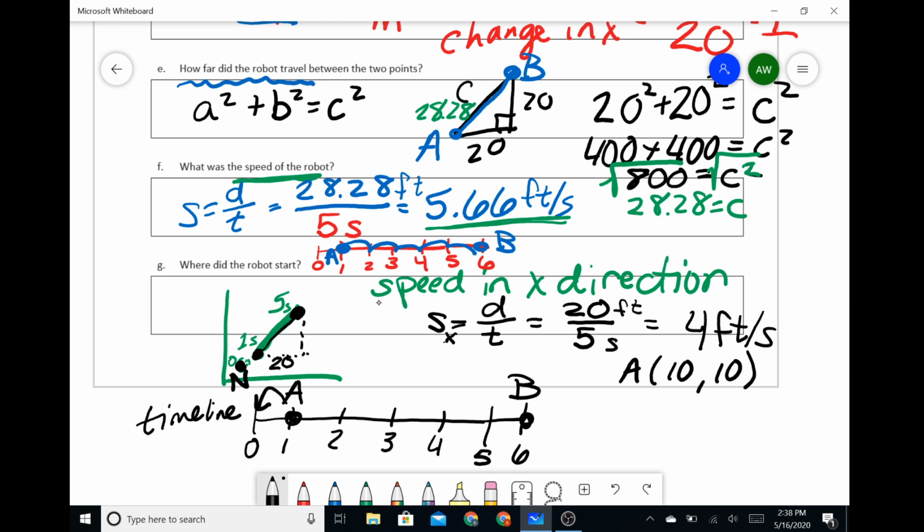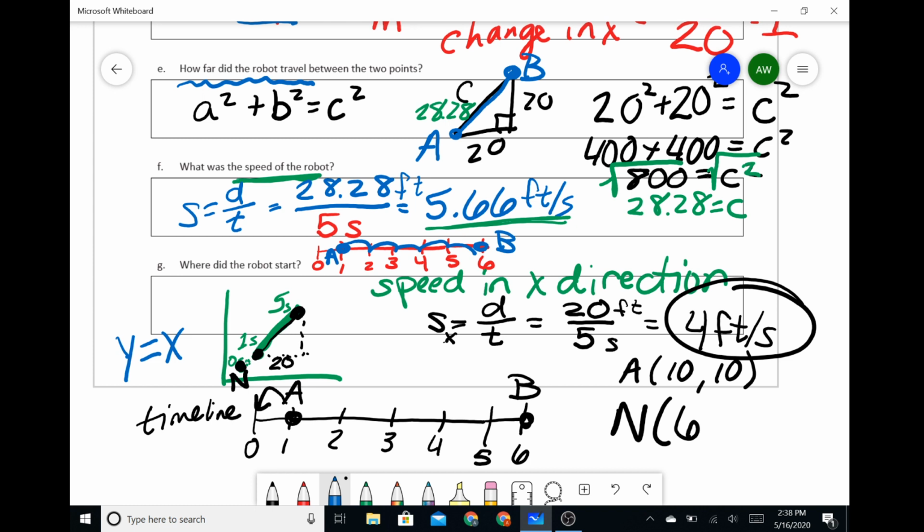Okay, so if we're going back to that beginning spot, if we're going back to point N, we're just going to go back 4 feet because we're only going back 1 second, right? We're going back 1 second to second 0. So if I go back 4 feet, I get 6 feet in the x direction. And I know from that equation that I pointed out earlier that in this case, y is equal to x. So if x is 6, that means that y is also 6.